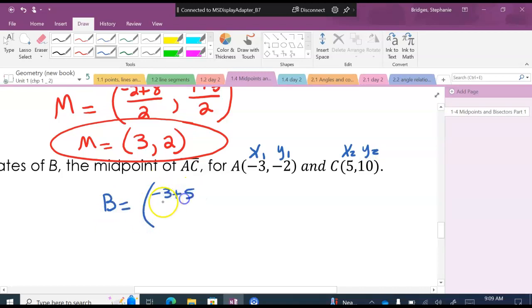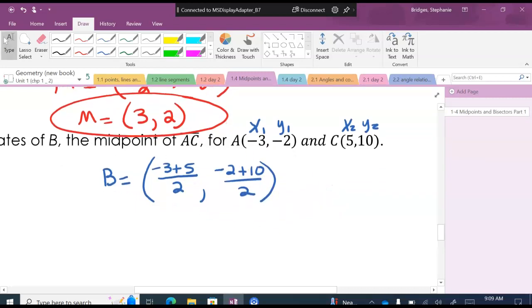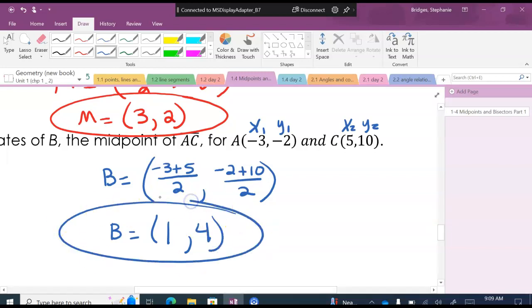x1 plus x2 divided by 2. y1 plus y2 divided by 2. What's negative 3 plus 5? 2, and 2 divided by 2 is 1. All right. What's negative 2 plus 10? 8, and 8 divided by 2 is 4. And that is what I saw on most everybody's paper, the ordered pair 1, 4.